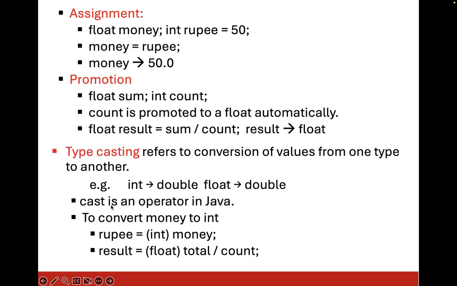Right. So cast is an operator in Java to convert money to int. So we have something called rupee, and here we have money. Money is integer, rupee is float. And then we have result. Result is float. And what you are going to do, you are going to do it forcefully.